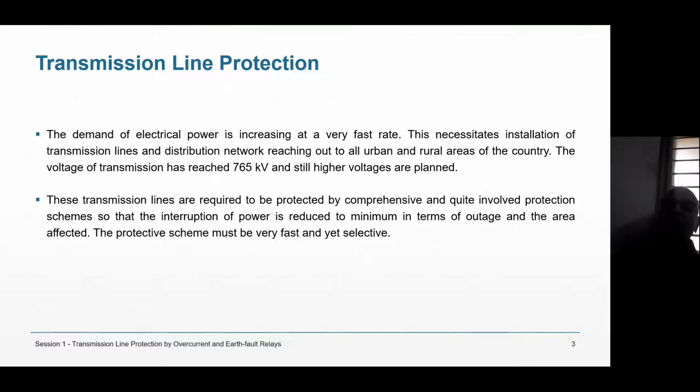So speed and selectivity are contradictory. The modern numerical relaying has given a solution to this also. The modern numerical relays have addressed this problem. Slowly we will see all these things.